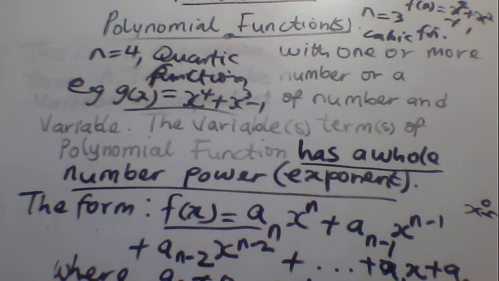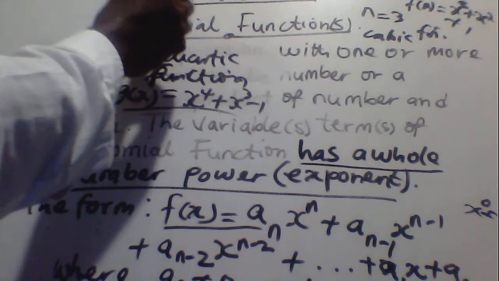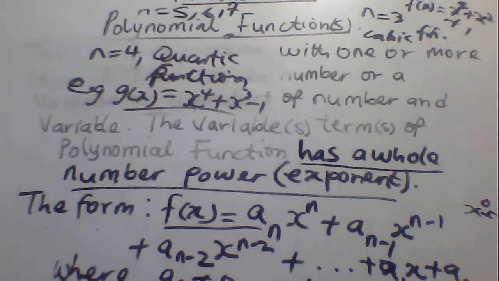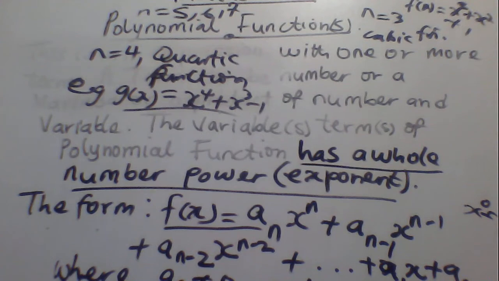So and so forth. You have to find out when n is 5, 6, 7. So find out when n is 5, 6, 7. If you have any question, ask me, or can we proceed? So we can proceed.